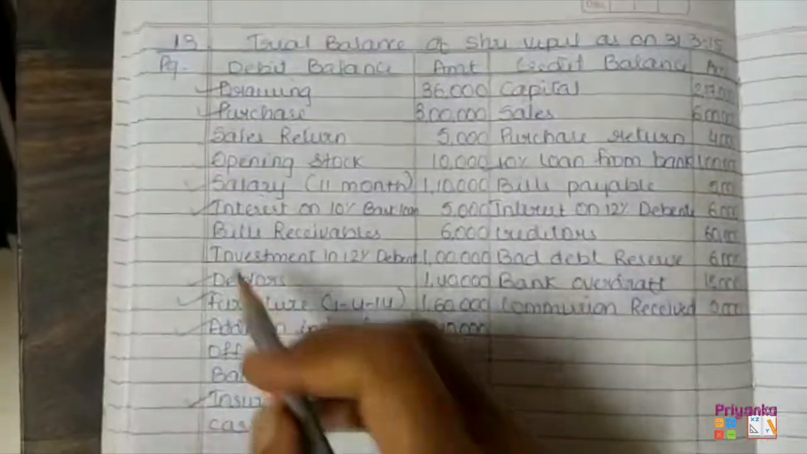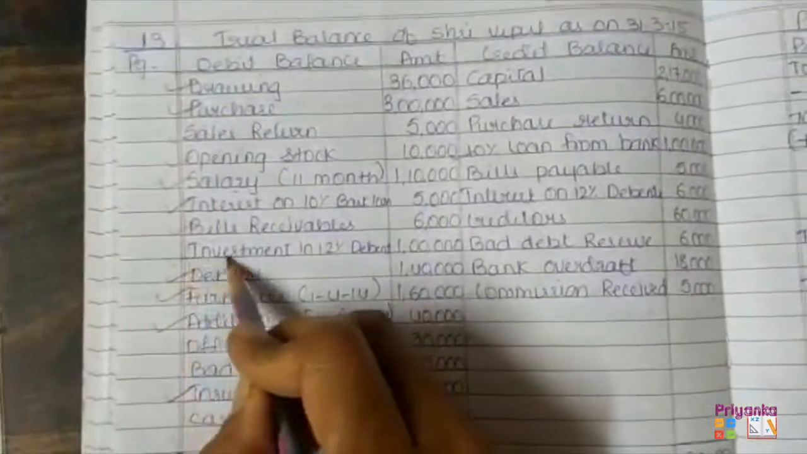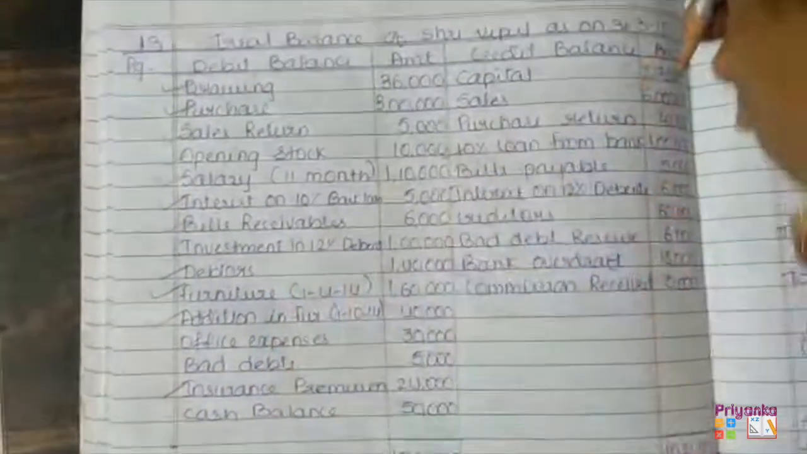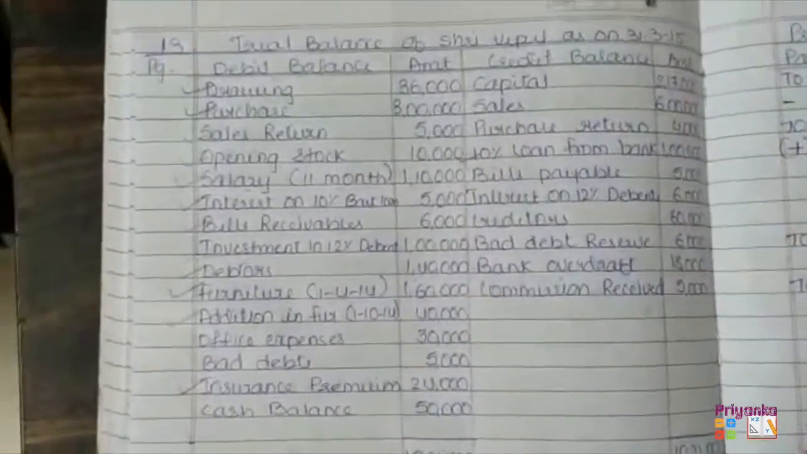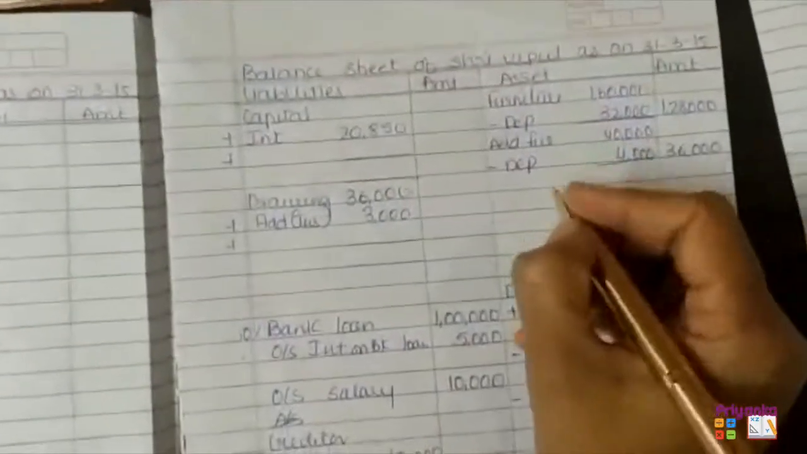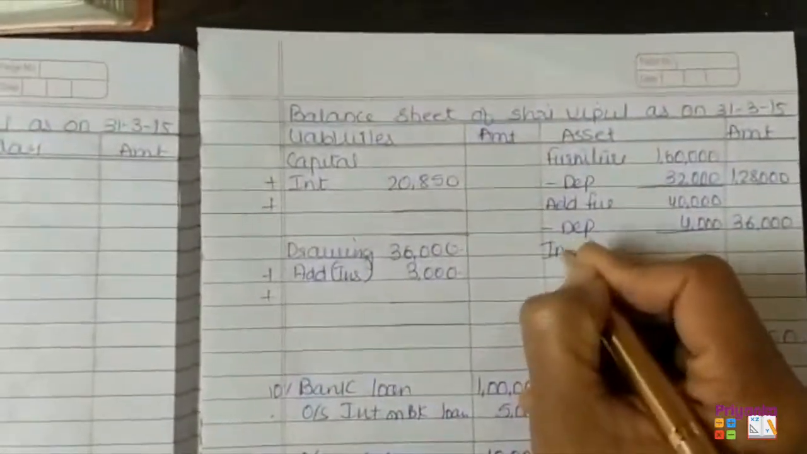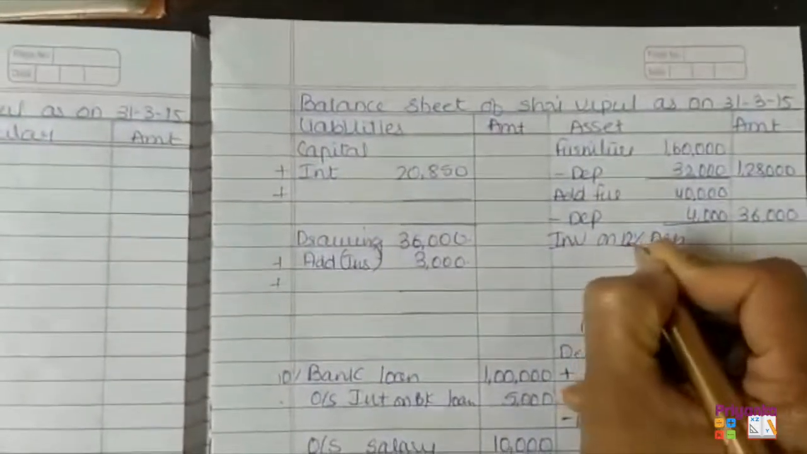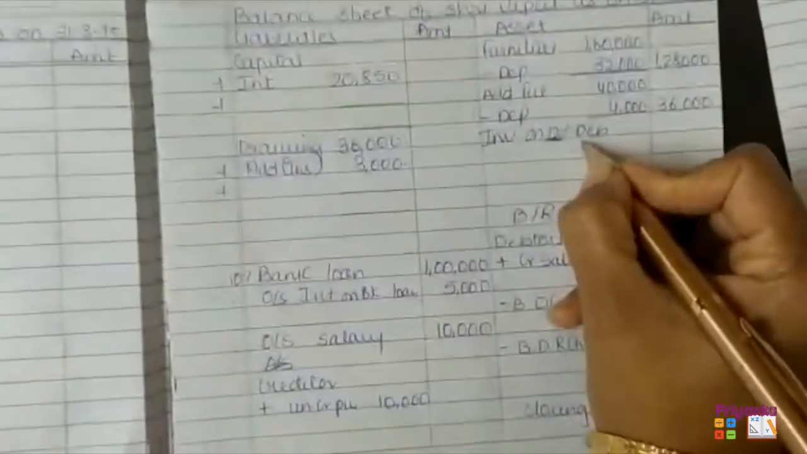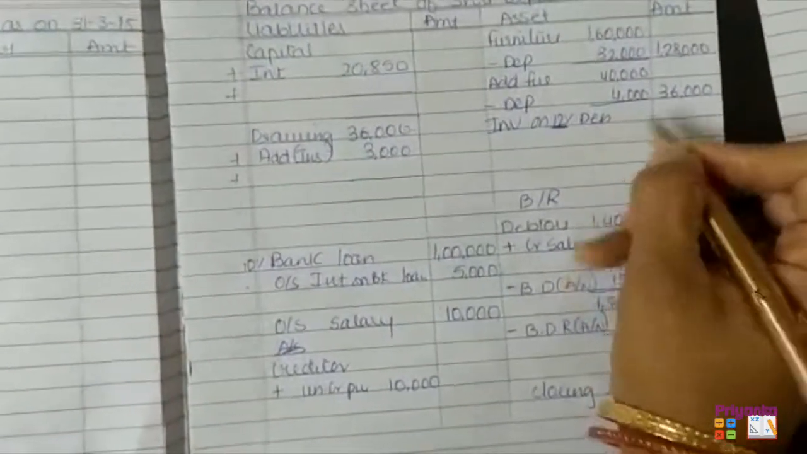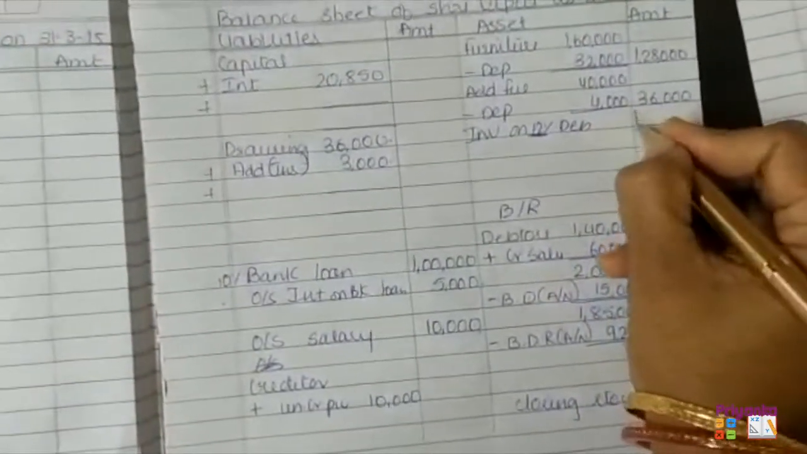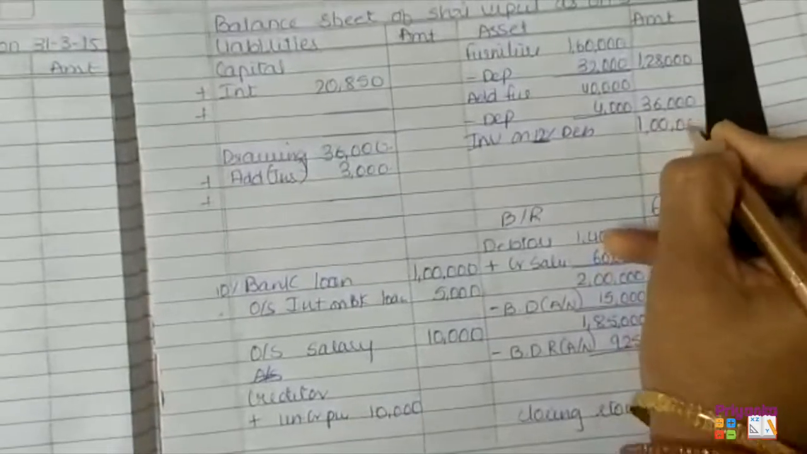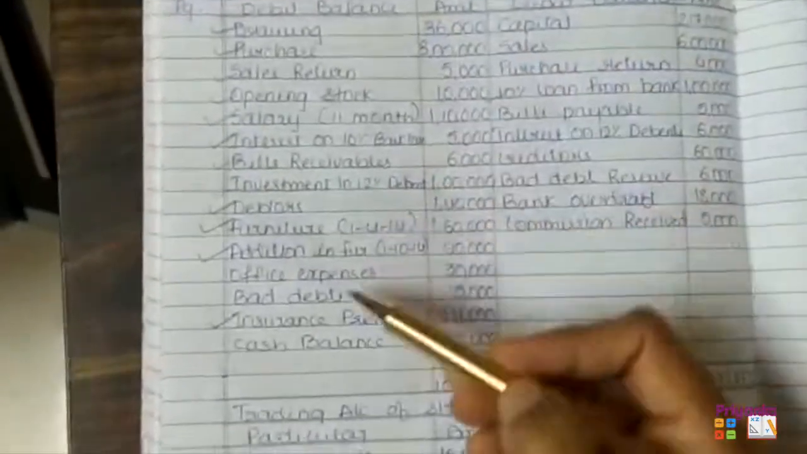Investment in 12% debenture. Now the word investment itself says it's an asset, so we'll take this amount to the asset side. Investment on 12% debenture. Remember, whenever the percentage is given and if they told you to count any interest, we have to count on this percentage. So here comes 1 lakh investment on 12% debenture. So here we complete the entry.